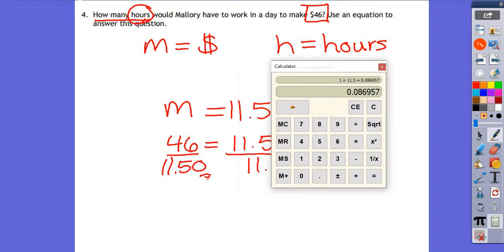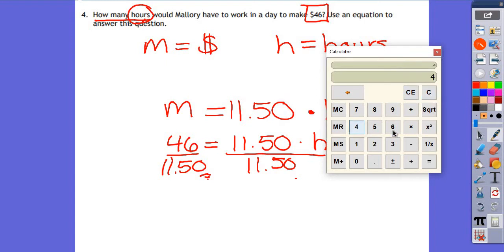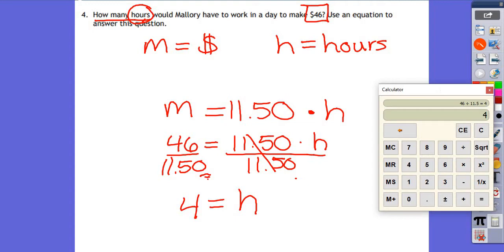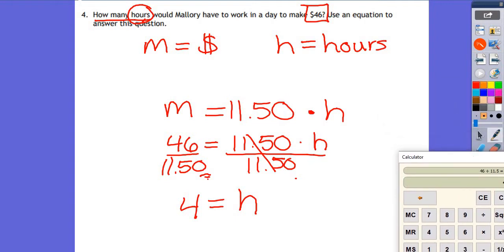So 46 divided by 11.50. That canceled out. I got H equals 4. So 4 what? 4 hours. So my answer is 4 hours she worked to earn 46 hours. Hold on, 46 hours? What did I say, hours? $46. She worked 4 hours and earned $46.